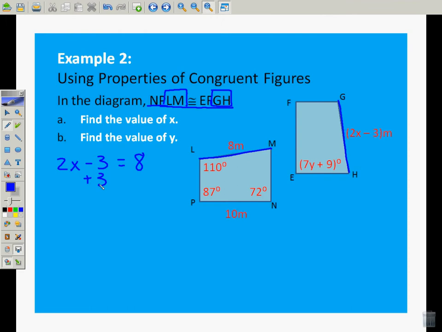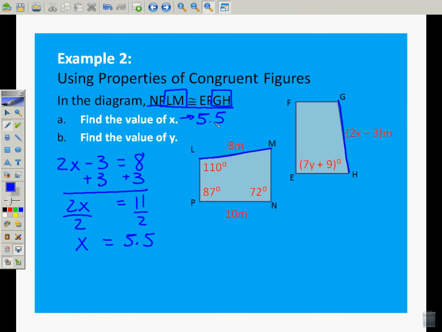So when we solve for x, we end up with 2x is equal to 11, divided by 2. So x is equal to 5.5. And so x is 5.5.